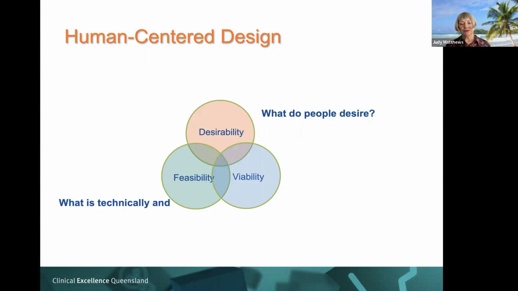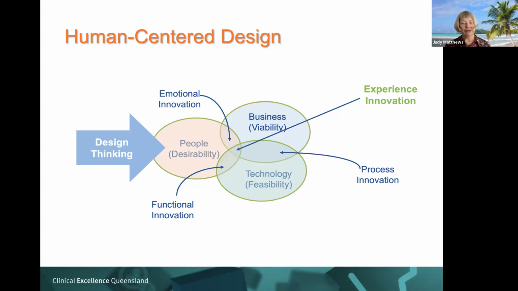What's feasible in terms of what is technically and organisationally feasible, and then what's viable in terms of the organisation or the business going forward. They're the three major components. So where does design thinking fit in? Very much at that front end in terms of what do people find desirable.